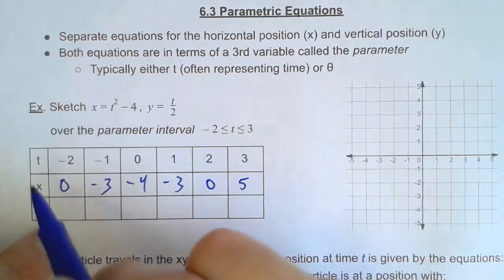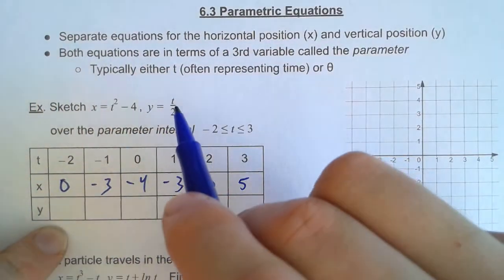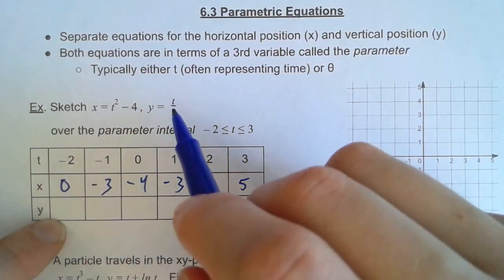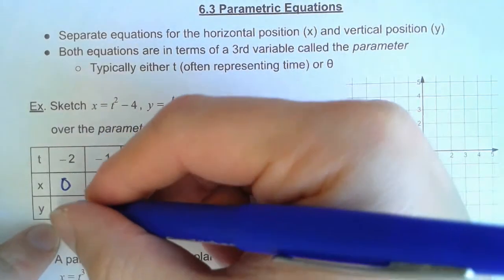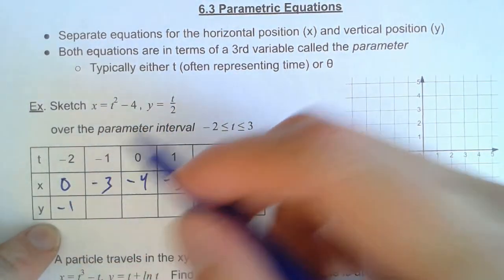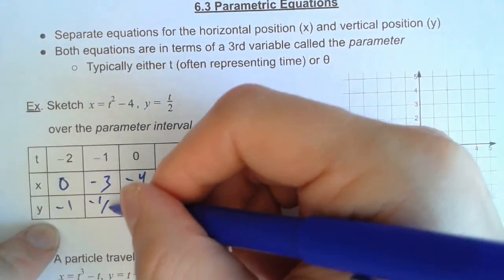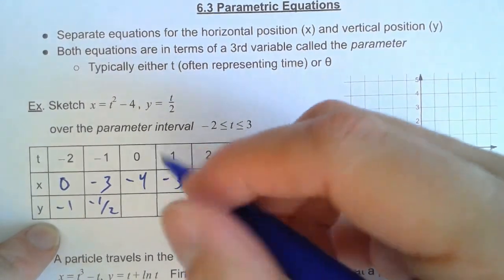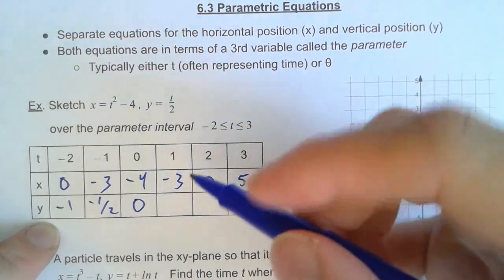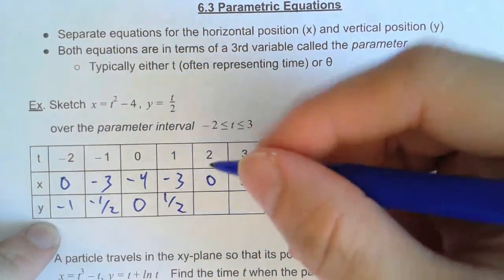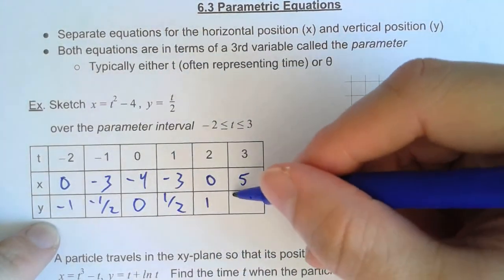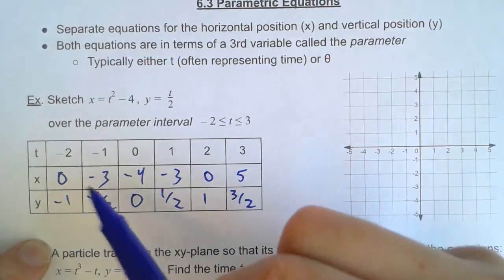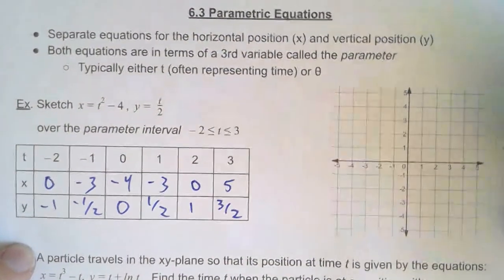And then to find the y's, make sure you remember to take the t values and plug them into this equation. Don't use the x values. So I'm still using t as -2 in there: -2 over 2 is -1. Then I'll get -1/2. And then 0 over 2. Again, remember, look at the t values here. 0 over 2 is 0. Then we'll have 1/2. 2 over 2 is 1. And 3/2.